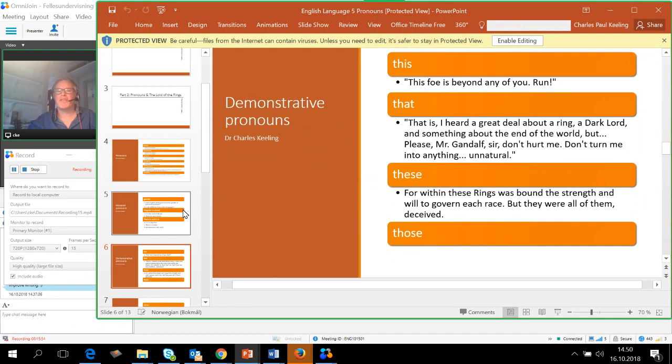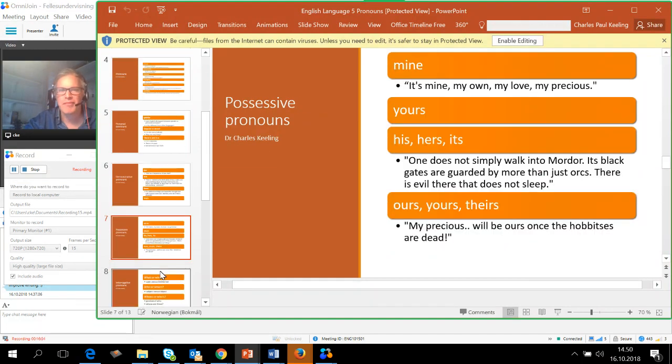So a previous sentence, when you point back to the subject or object and say this means, as we did today, just as when Gandalf realizes that he will have to face the Balrog in Khazad-dûm, and he says, "This foe is beyond any of you. Run!" Bless him. I'm not going to do a Samwise Gamgee because I heard a great deal about a ring and a Dark Lord, but we're going to move on from that before it becomes me doing impressions.